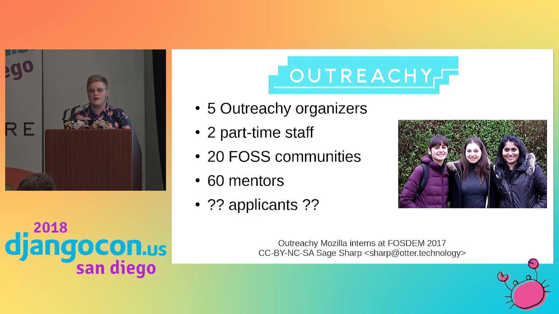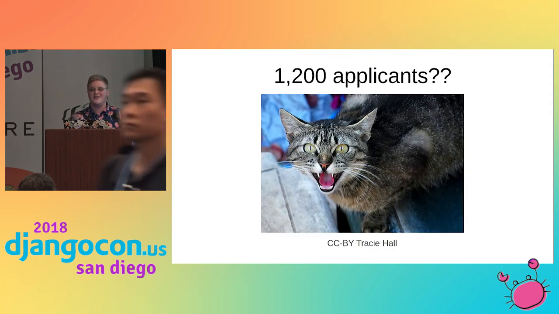And each round, because we run twice a year, we run May to August and December to March for our internship periods. So each round, we have about 20 different free and open source communities that are involved in Outreachy, and we have 60 different mentors that are involved. And so at the last round, which was the May to August round, which was the first time we really measured how many people were interested in applying for Outreachy, we actually got 1,200 applicants that applied to the program. So that's a lot of applicants.